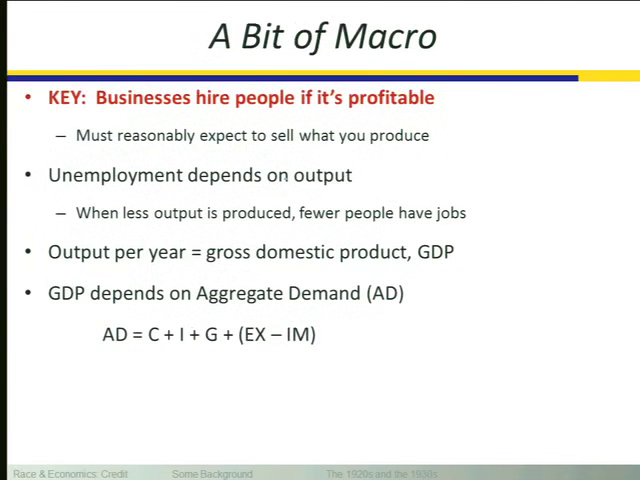Businesses hire people if it's profitable to do so. They're not going to hire people if it's not profitable to do so. They don't give you a job just because they like a pretty face, unless they're weird. Profit maximizing businesses hire people because it's profitable to do so. So unemployment is going to depend upon how much output is produced.